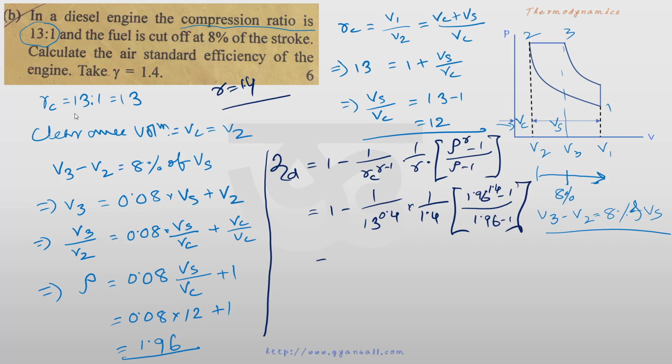So if we do the calculation, then you can get the value of eta d, and if my calculation is correct, then it will be equal to 0.5825, which is equal to 58.25%.